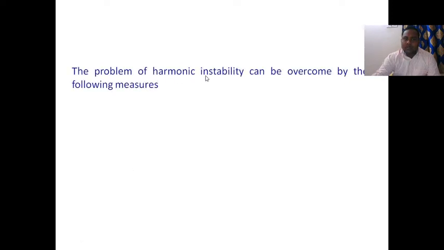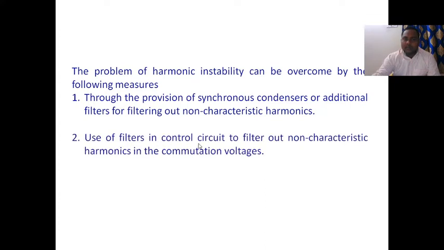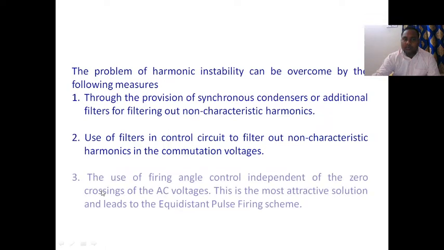The problem of harmonic instability can be overcome by the following measures. First, through the provision of a synchronous condenser or additional filters for filtering out non-characteristic harmonics. Second, use of filters in control circuits to filter out non-characteristic harmonics in the commutation voltages. Third, the use of firing angle control independent of the zero crossing of the AC voltages. This is the most attractive solution and leads to the equidistant pulse firing scheme.